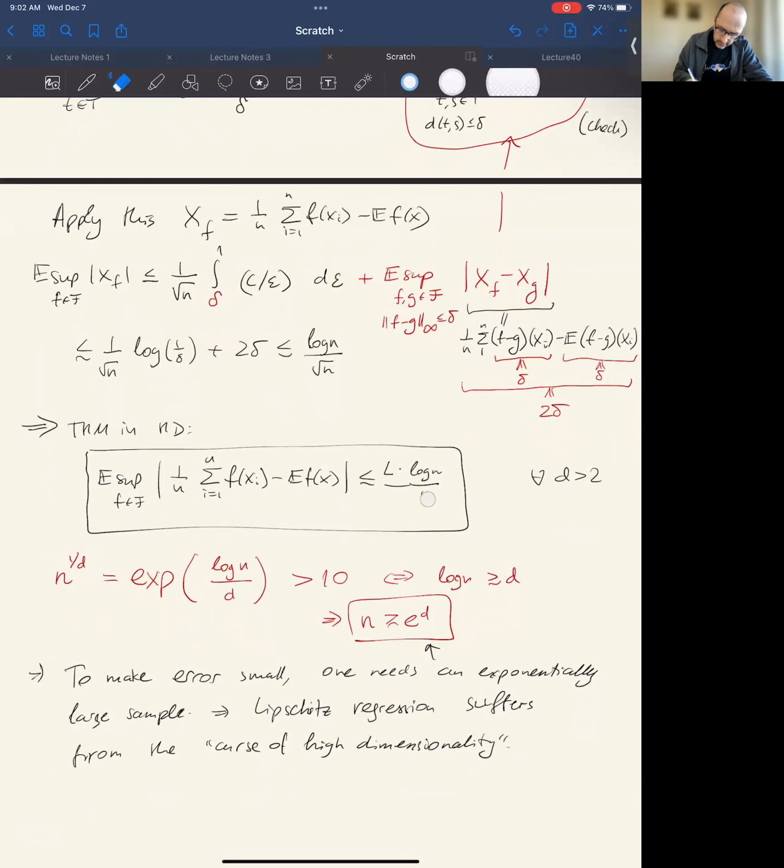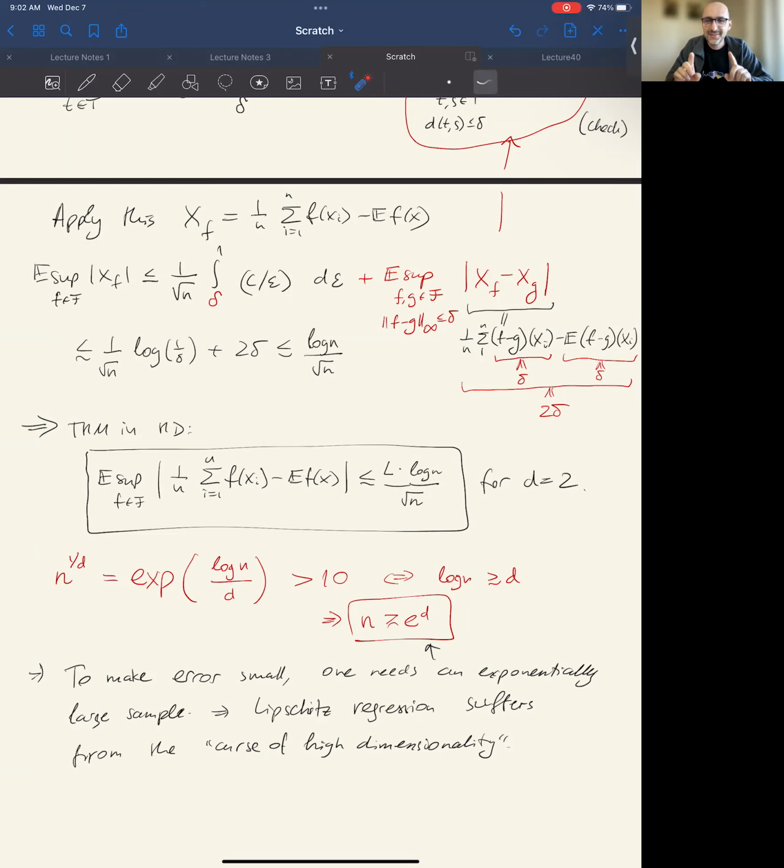Log n over root n, sorry. So this is dimension 2. In this case, we almost recover the classical rate, which is root n, up to log factor. And then you can ask if the log factor is necessary. Here, can you do something a little bit better to remove the log n factor?